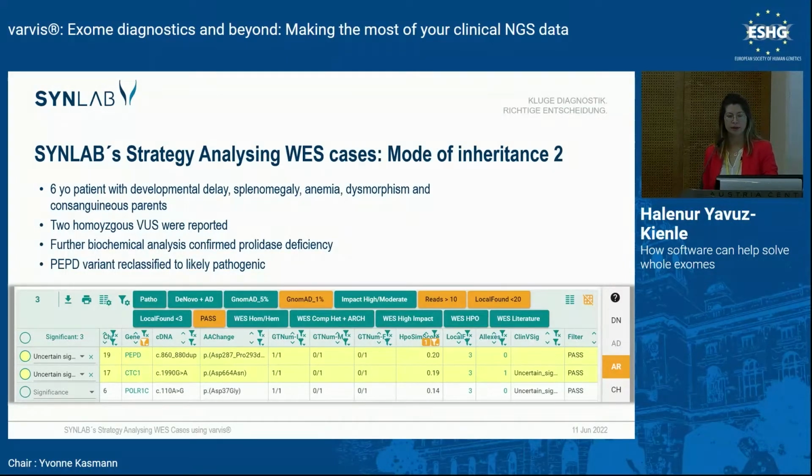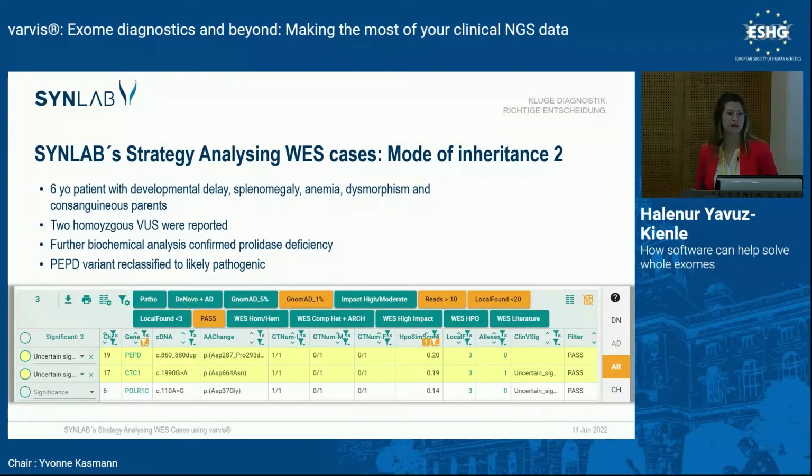Second case where we used another mode of inheritance filter was this patient with developmental delay, splenomegaly, anemia, dysmorphism, and this was a family that had consanguinity. When we filtered for autosomal recessive variants, because the family is consanguineous, right? So we wanted to see how many or what kind of homozygous variants we identify in the patient. We come across two top candidates in PEPD gene and CTC1, and they have comparable HPO similarity scores, so we chose to report both of them as uncertain variants.